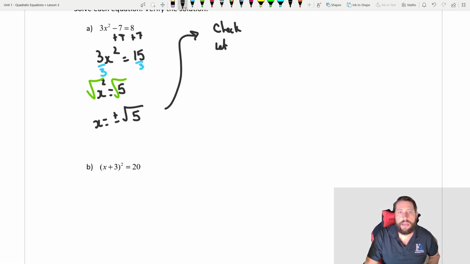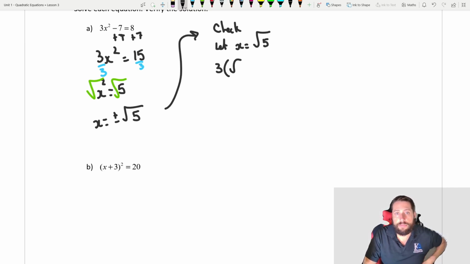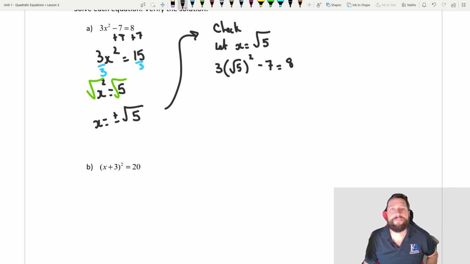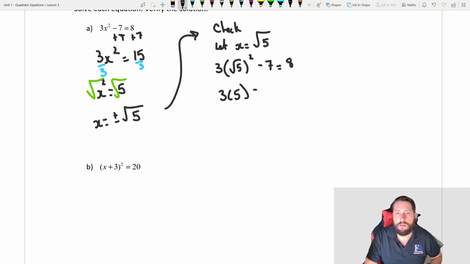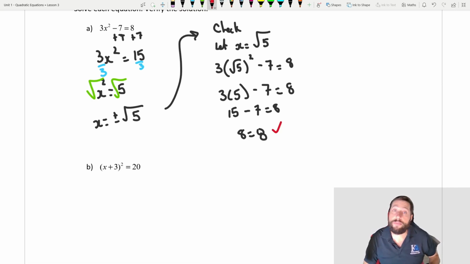Let's check, and let's let x equal the square root of 5. So that'll be 3 times the root of 5 squared, minus 7 is equal to 8. That means the root of 5 squared is going to be 3 times 5, minus 7 is equal to 8. Well, 3 times 5 is 15, minus 7 is equal to 8. 8 is equal to 8. That's good. That's what we want.